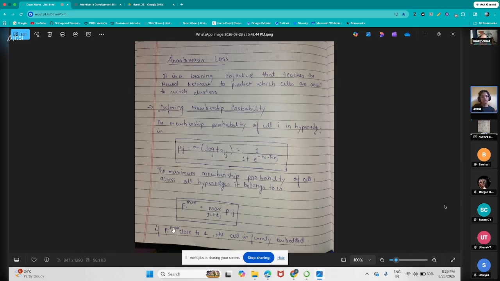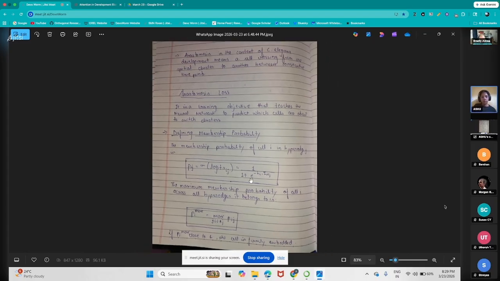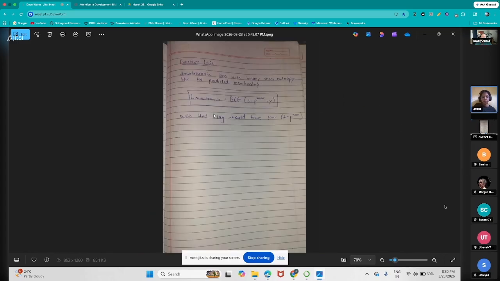If the pi max is close to 1, the cell is firmly embedded. It means that if this term is close to 1, the cell is connected to a similar cluster. It won't change its cluster over time. It is very tightly embedded in its current cluster. We will find the functional loss by the binary cross entropy between the predicted memberships.